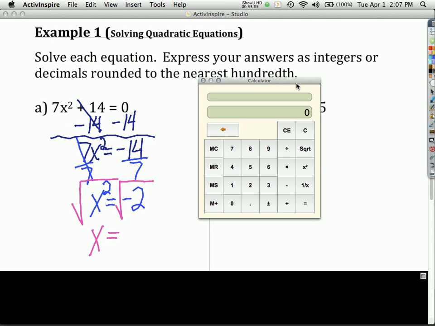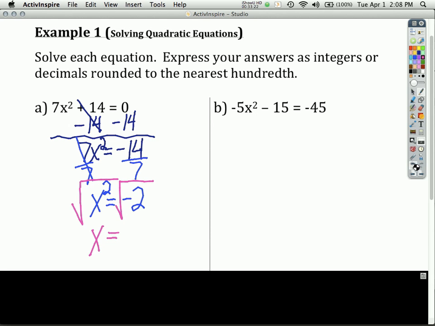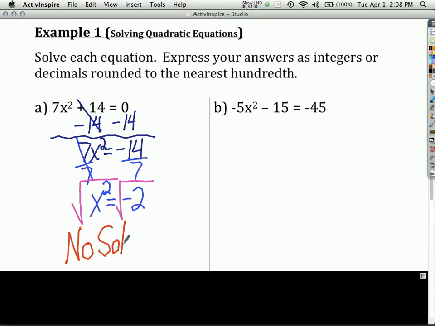Nathaniel? Why is it impossible? That is correct. I was hoping someone was going to say that. Make me stop what I was doing. Yeah, you cannot take the square root of a negative number. It is impossible. There is no solution to this. And so what that means is we write no solution. Excellent job.